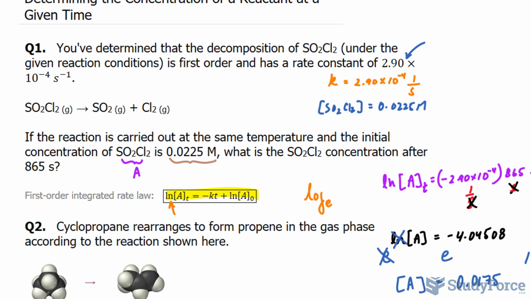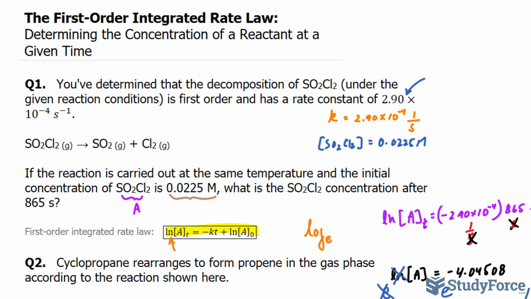That's the answer to question number 2, and that is how to find the concentration of a reactant at a given time using the first order integrated rate law.